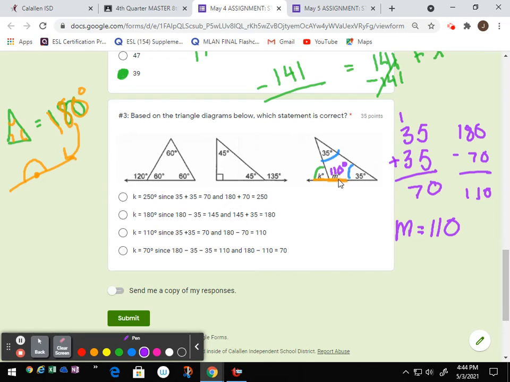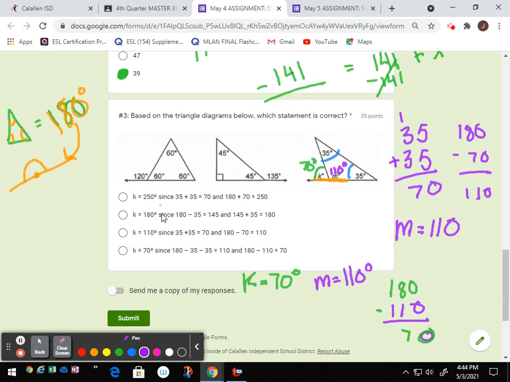So now let's go back to the straight line. A straight line is equal to 180 degrees, and now we want to find K. If 180 degrees is a straight line, and we know angle M is 110, 180 minus 110 is equal to 70. So K is equal to 70 degrees and M is equal to 110 degrees.